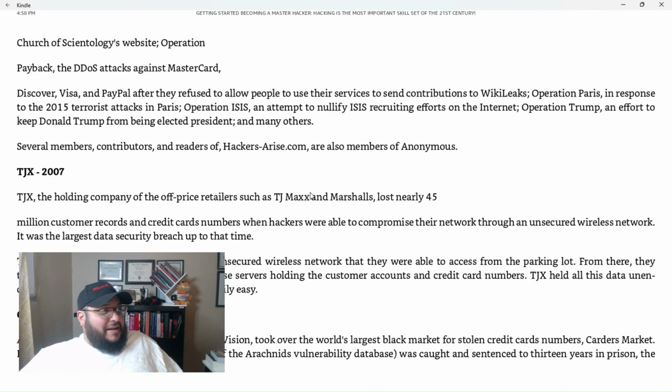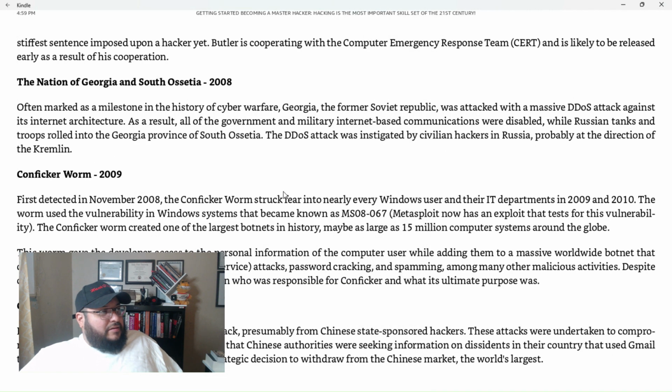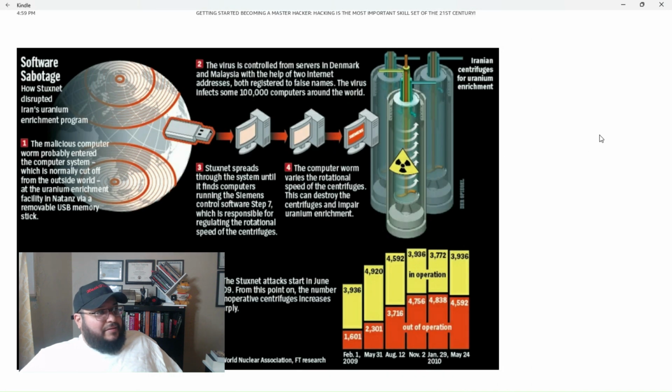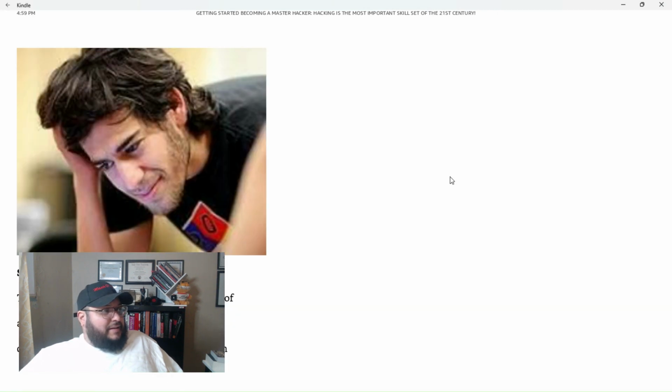Hopefully you're defending against them, right? You don't want to bring more chaos into the world. But Anonymous is a very interesting group. I'm sure everybody's heard of them. You know, TJX 2007, Carder Market, Max Butler. Nation of Georgia, Conficker worm, Operation Aurora. These are all incidents that I think they did. And this shows you how it happened, what they did. If you're not a technical guy, you're not going to know what that is, but you can guess by looking.